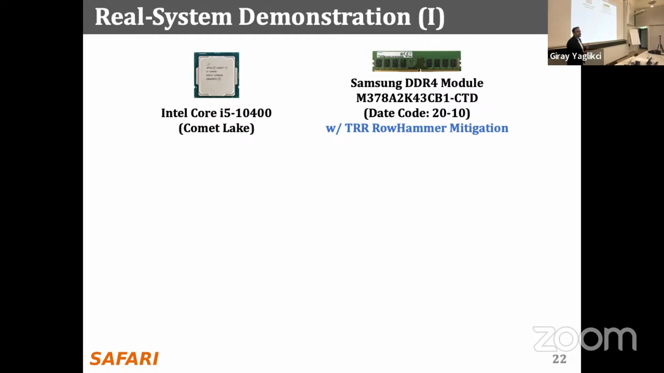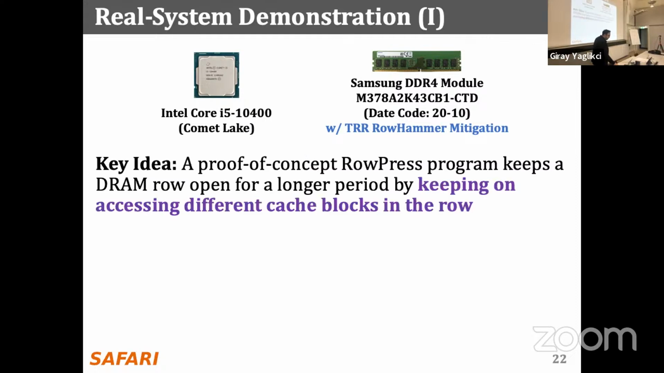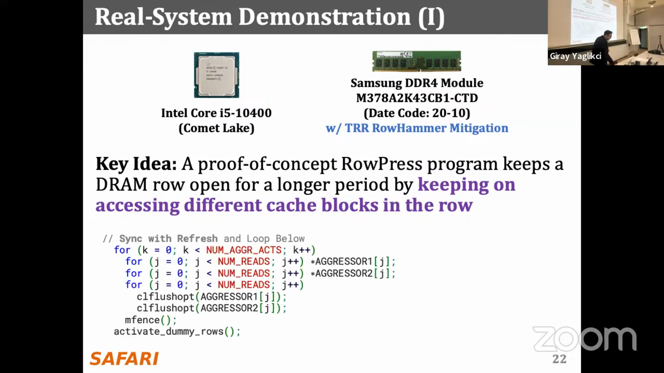As I said earlier, this is a proof of concept in this paper. We use an i5-based system that uses a Samsung module that we verified implements a TRR mechanism to mitigate RowHammer bit flips. Our key idea is a proof of concept RowPress program that keeps a DRAM row open for longer by continuing to access different cache blocks inside the same row.